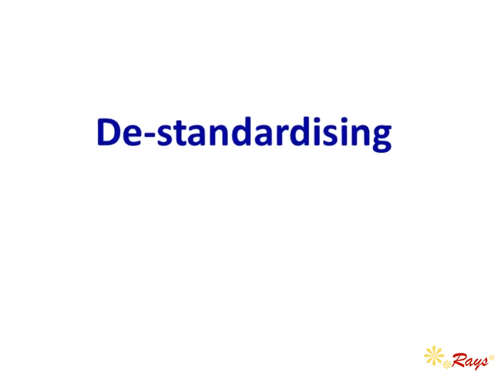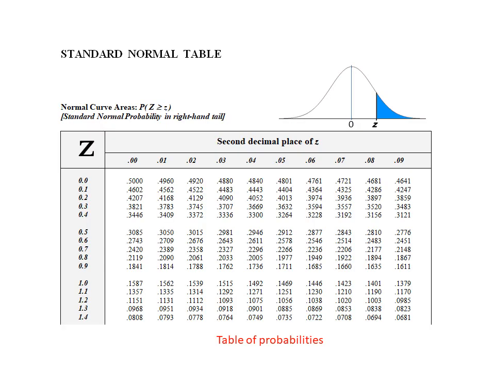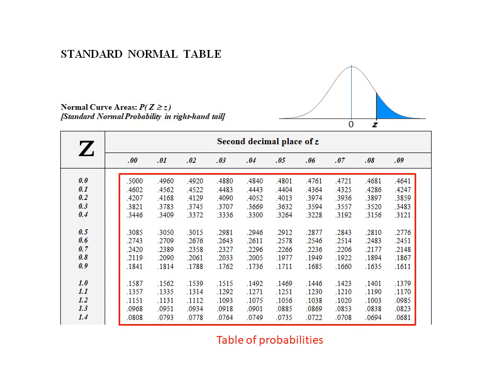Destandardizing is when we are given the value of the probability and, by referring to the standard normal table, we find the corresponding value of Z. So now let us look at destandardizing. Before this, we have learned how to find the probability when we are given the value of Z. Today, when we are given the value of probability, we will find the value of Z.